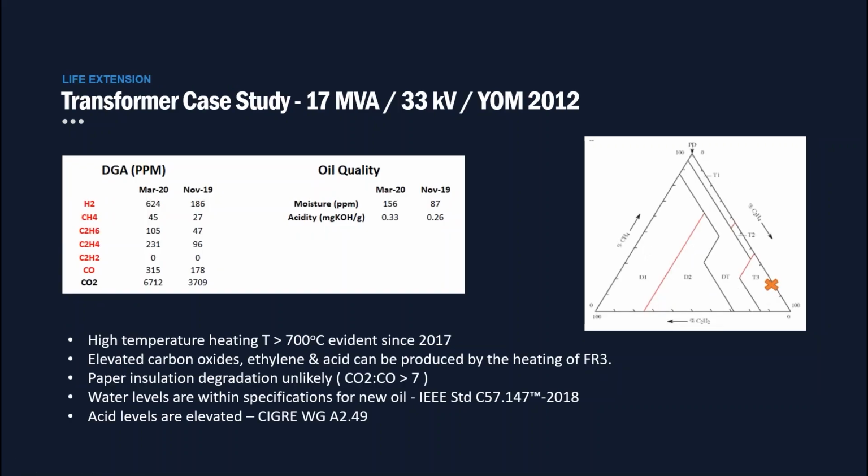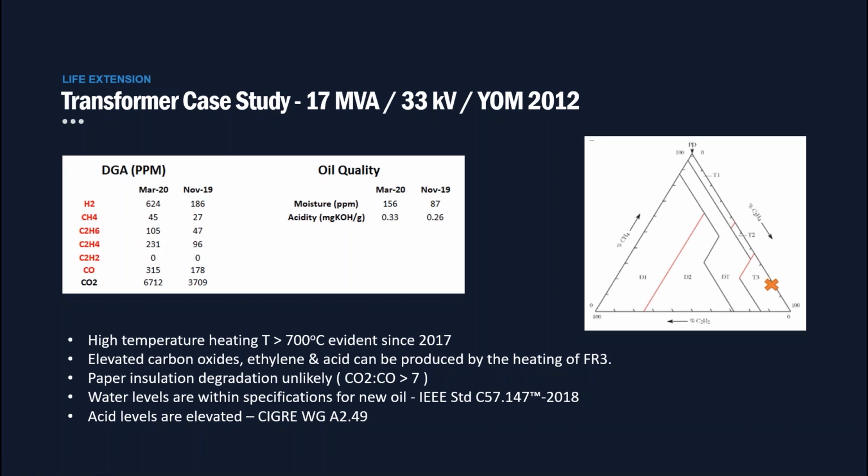So this is a recent transformer case study. It's a 25 MVA transformer filled with a natural ester. Transformer primary is 33 kV. It was manufactured in 2012. So I've got the dissolved gas analysis and the oil quality results here to quickly review. So the dissolved gas analysis indicates high temperature heating, a T3 thermal fault, and the heating goes back all the way to 2017. The increasing ethylene levels, C2H4, are a concern.